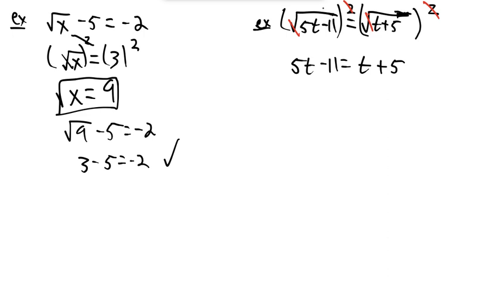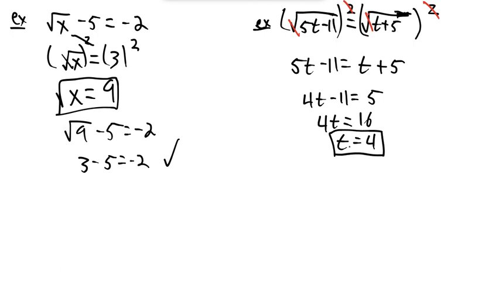So squaring means that these will both cancel out, which means we can move on to step 3. Step 3 being solving. So what are we going to do? Got to get this t over to the other side. 4t minus 11 is equal to 5. Finish solving, so we get 4t is equal to 16, or t is equal to 4. But we are not done here. Why are we not done? We have to check this.